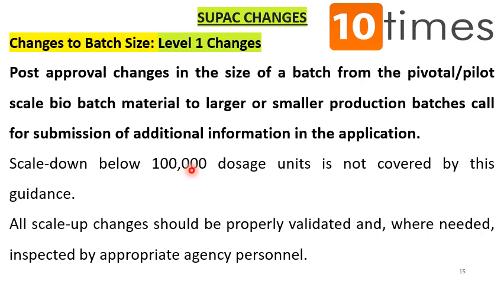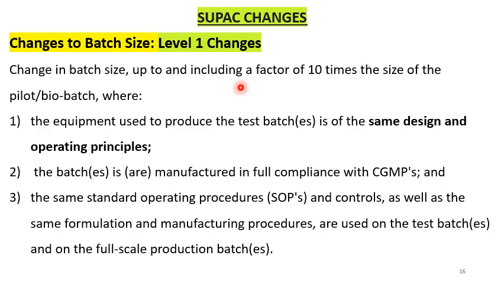Now we will see what are the exact requirements for the scale up changes. Change in the batch size up to and including a factor of 10 times. This is very much important. Two: the size of the pilot or pivotal biobatch, where the equipment used to produce the test batch or batches is of the same design and operating principle.